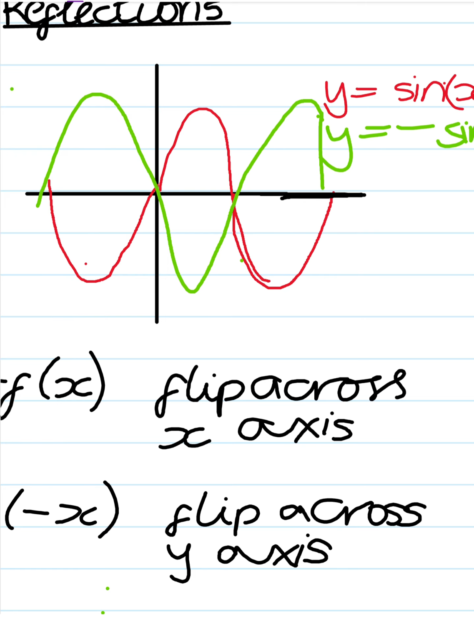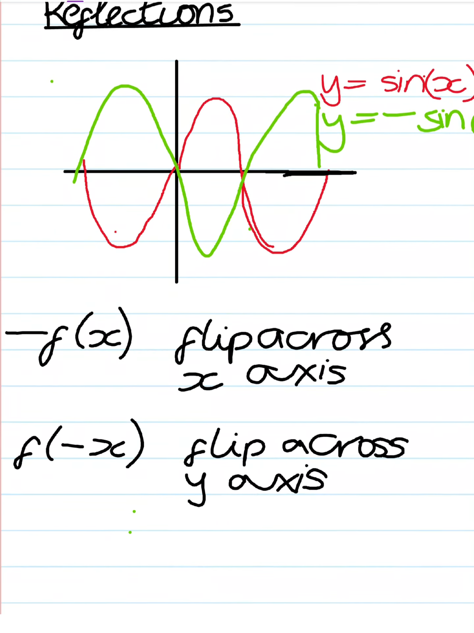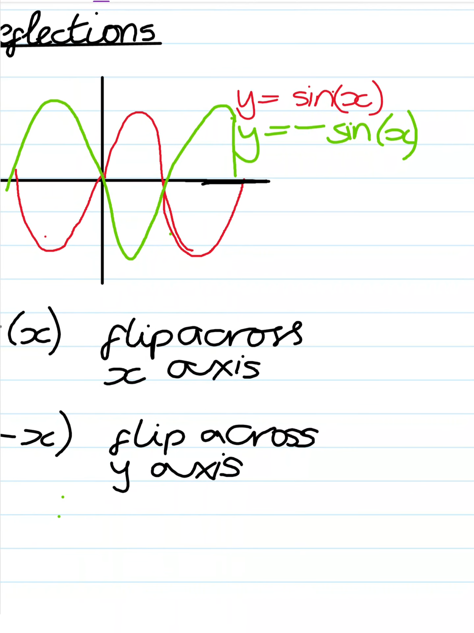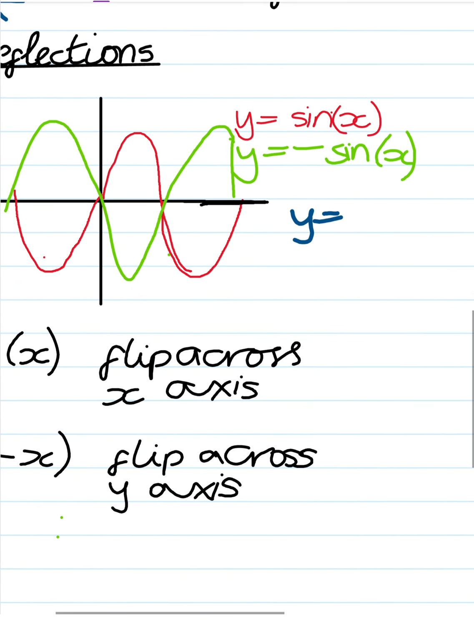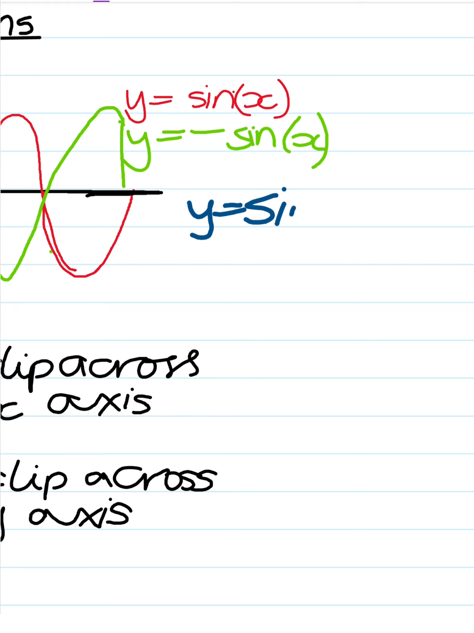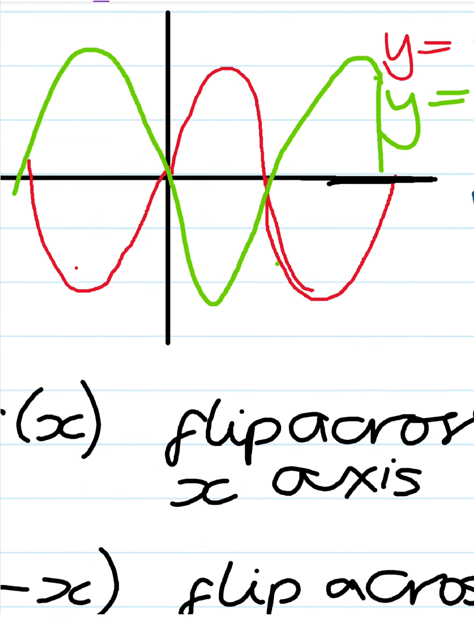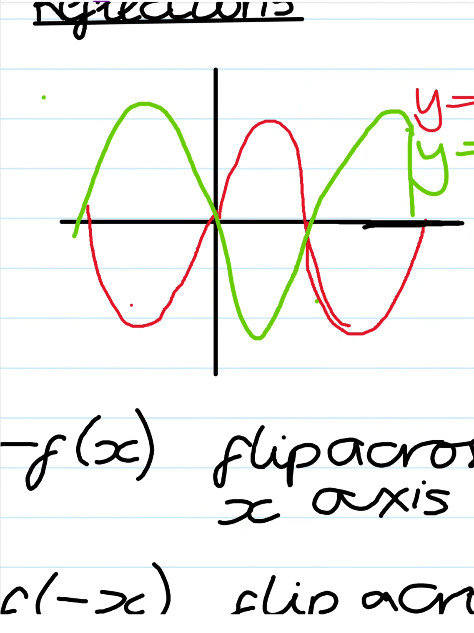Next, we've got if the negative is inside the original function. This flips it across the y-axis and all of the x values swap. So if they were once positive, they're now negative, and vice versa. So again, let's take a look at y equals sine of minus x. This means all of the x values that were once negative are now positive. So the negatives we can now move to the positive side, and the positives we move to the negative.